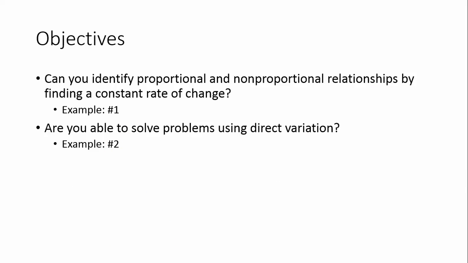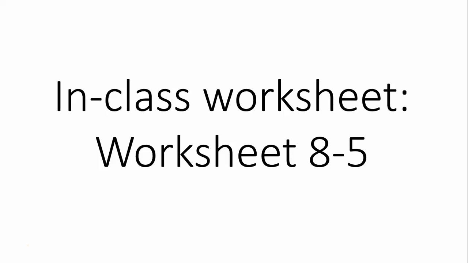So we were able to identify proportional and non-proportional relationships using the rate of change, a constant rate of change. That was example 1. And we solved a problem using direct variation in example 2. In class, we will work on worksheet 8.5.